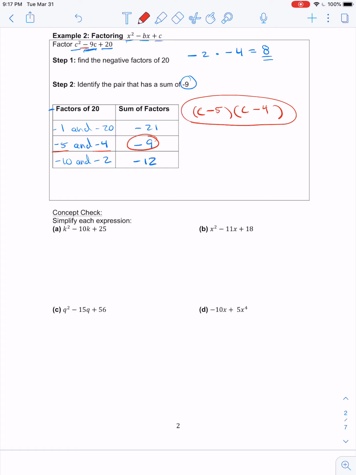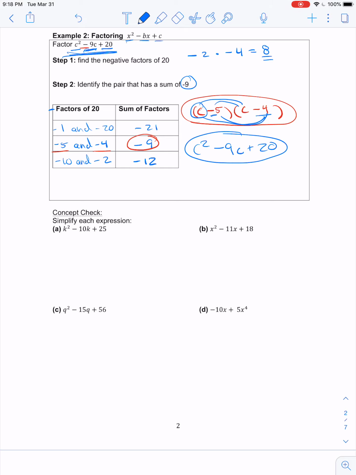So the reason for that is because when we factor this back out with our FOIL, so if we do first, and then our outer terms, and then our inner terms, and then our last terms, we're going to again get c squared minus 9c, and then negative 5 times negative 4 is what? Plus 20, right? So our final answer, when we reverse it, we're going to get the exact same thing as we had up at the top.